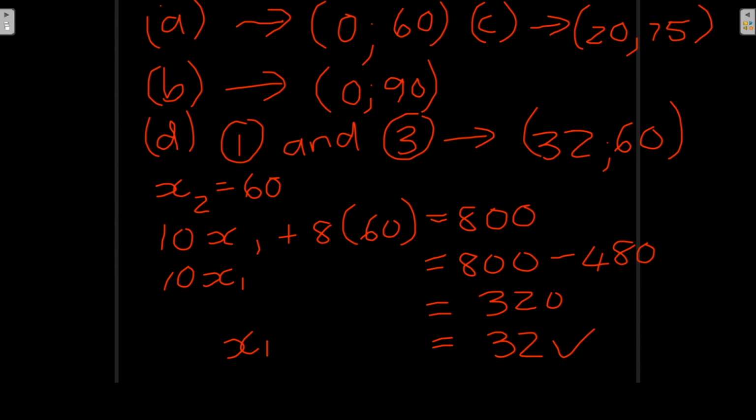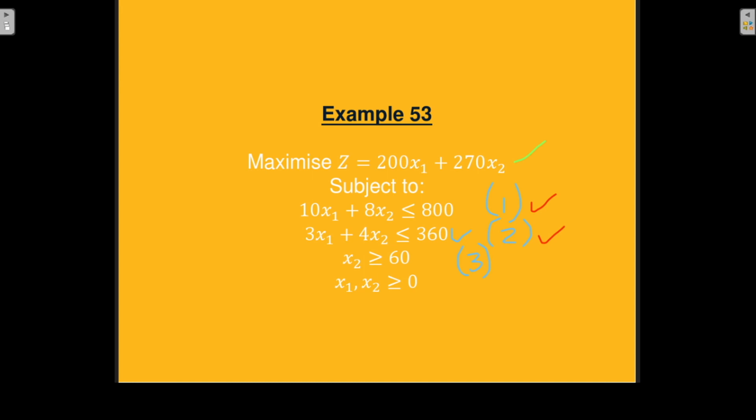So now I have the coordinates for all 4 of my corner points, and I will now substitute these corner point values into my objective function. What is the objective function again? This function here is my objective function, and I want to maximize my objective function. So I will substitute the x1, x2 values for my 4 corner points into that objective function.